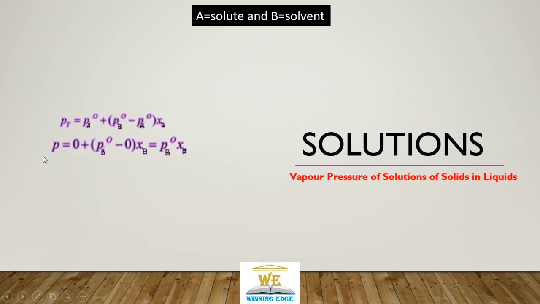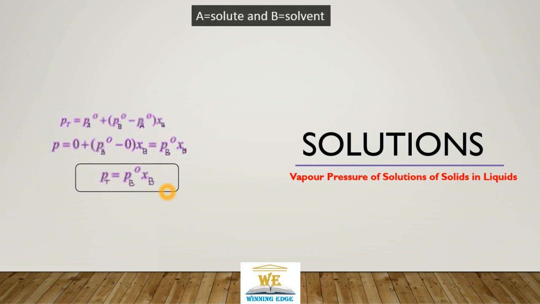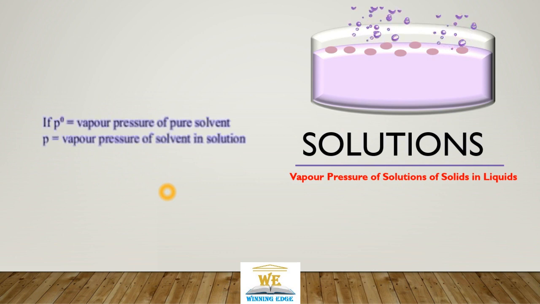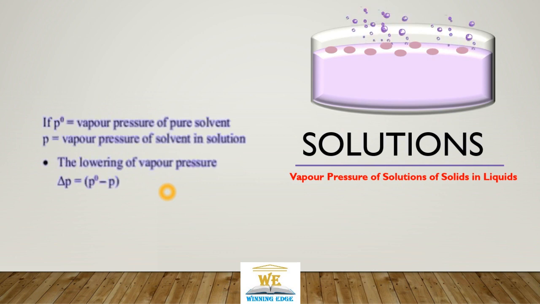So total vapor pressure above the solution surface will be equal to mole fraction of solvent into pure vapor pressure of solvent, which is volatile. And that is our equation for non-volatile solutes. Here we have P0, vapor pressure of pure solvent. P is the vapor pressure of solvent in solution.